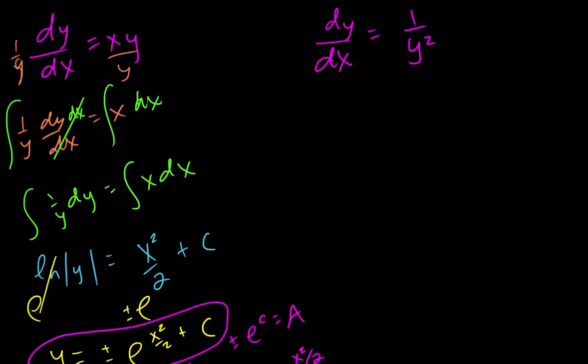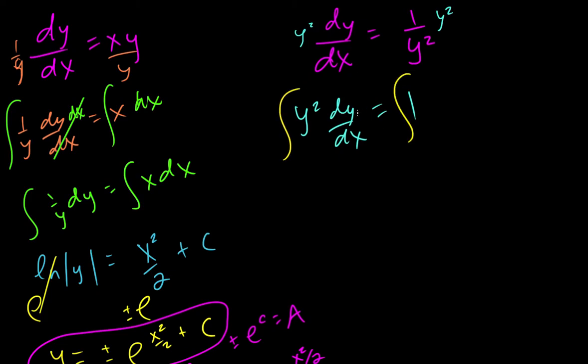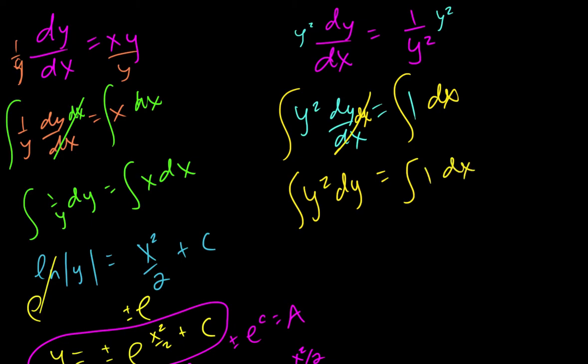Okay. Now, similar thinking here. We're just going to multiply both sides by y squared. So y squared dy dx is equal to 1. Then we integrate both sides with respect to x. These cancel, so we have y squared dy and 1. If we do this, it's going to be y cubed over 3. If we do this, it's just going to be x plus c.